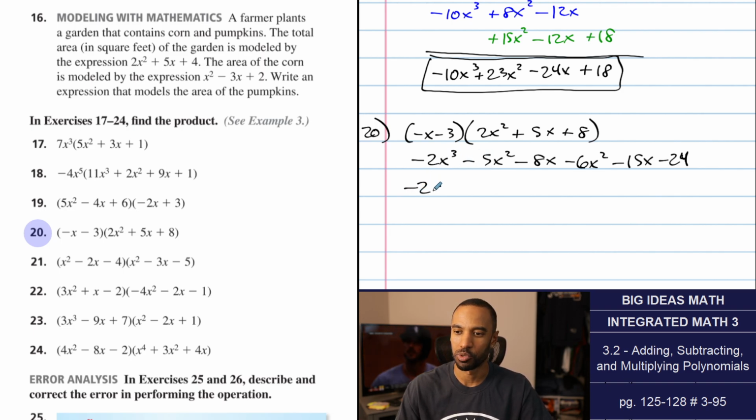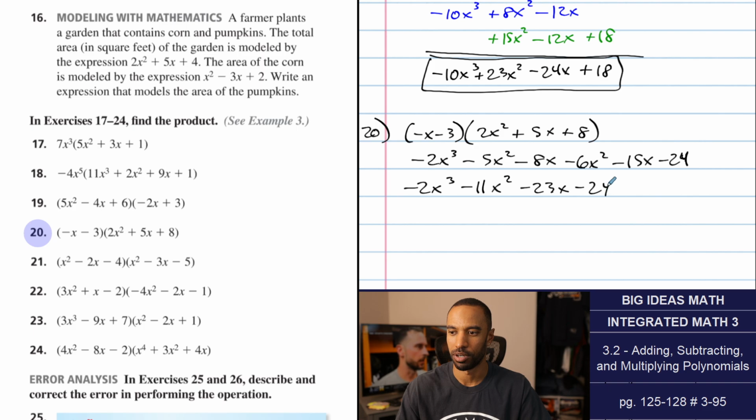Anyway, combine like terms. We get negative 2x cubed. The x squareds combine to make negative 11. Everything's negative here. Negative 23x and negative 24. It's a negative day, indeed.